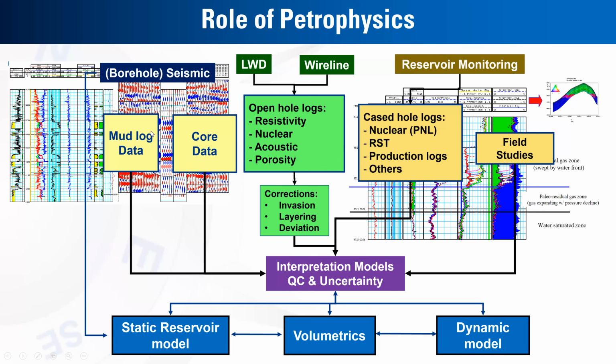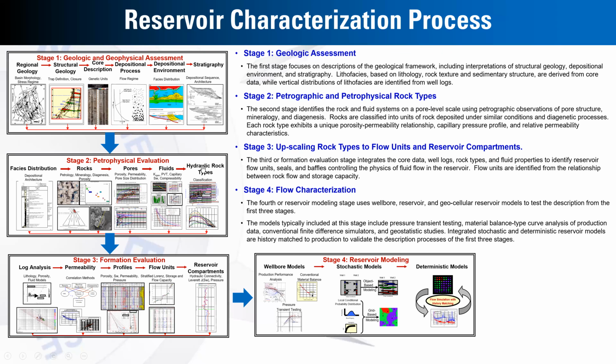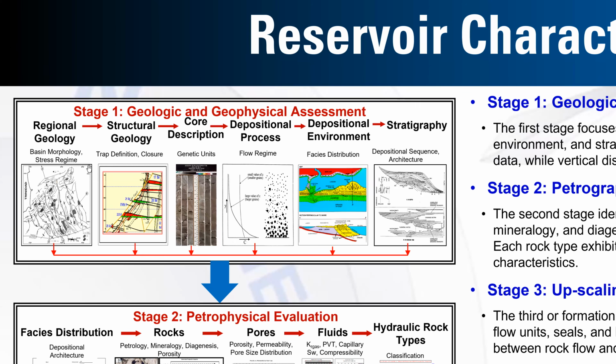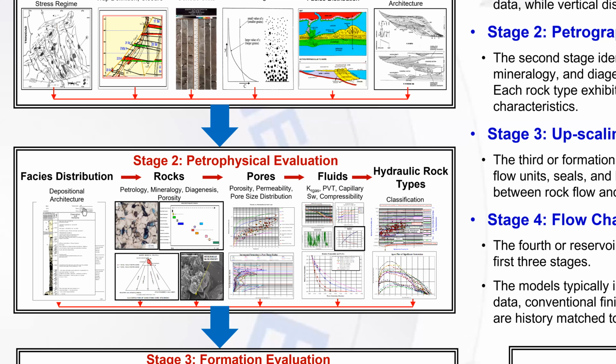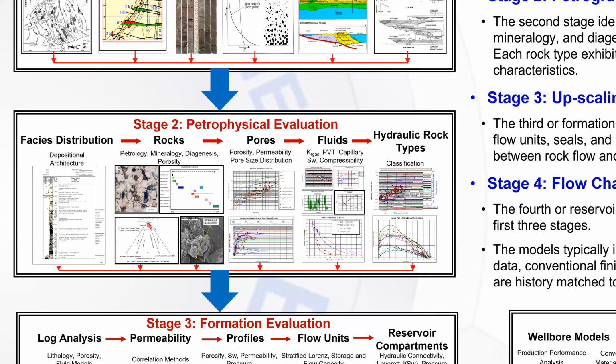So the detailed process, as you can see, the first step is the geological and geophysical assessment regarding the regional geology and reservoir structure. Core description is important in this phase, the depositional environment and the reservoir stratigraphy. The second stage, petrophysical evaluation, like reservoir rock typing, pore throat size distribution, reservoir fluids, and hydraulic unit type. All of them, actually, as you can see, are an integration between wireline measurements and core measurements.